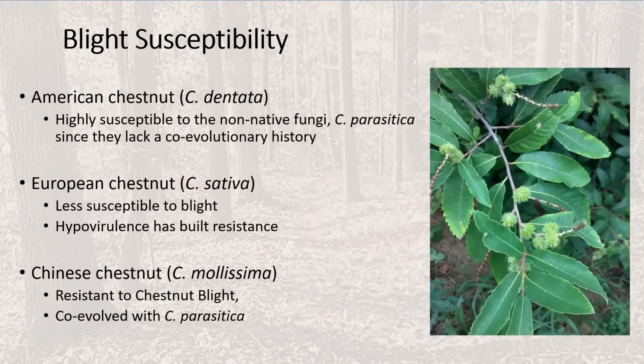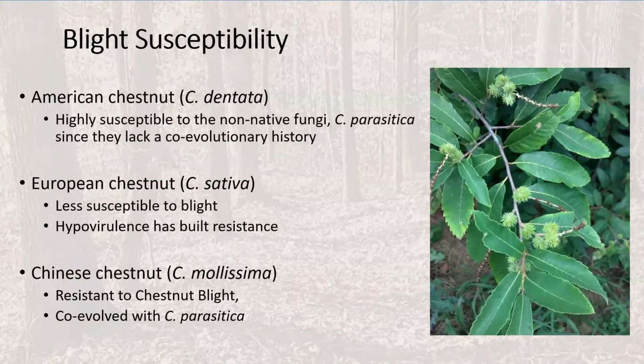So that's a pretty short time to take a key piece of this biology out of that ecosystem. So when we look at blight susceptibility by different species, our American chestnut is highly susceptible. American chestnut evolved on a different continent than this pathogen and really just had no coevolutionary history, no resistance to it. European chestnut is less susceptible to blight, but still was ravaged by this disease.